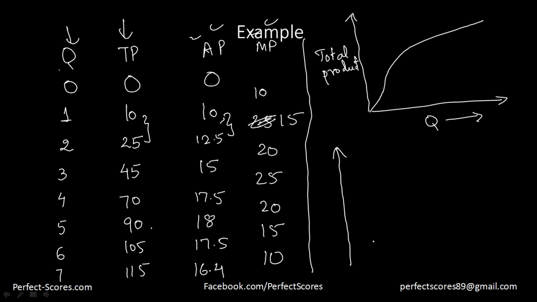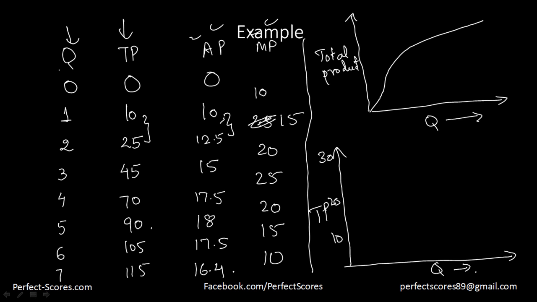So let's actually plot. Let's suppose this is the total product and this is the quantity of labor employed. So how are the average product and marginal product going to look? Let's suppose this is 10, and this is 20, and this is 30.